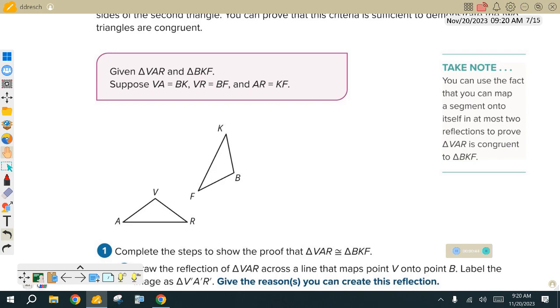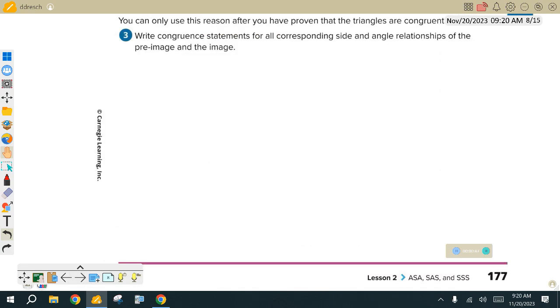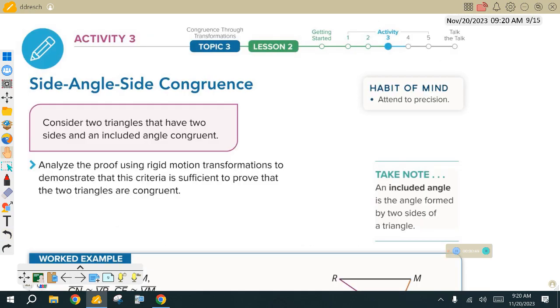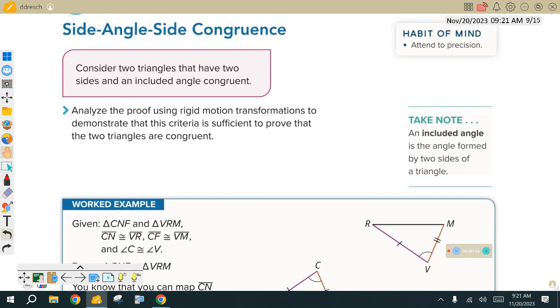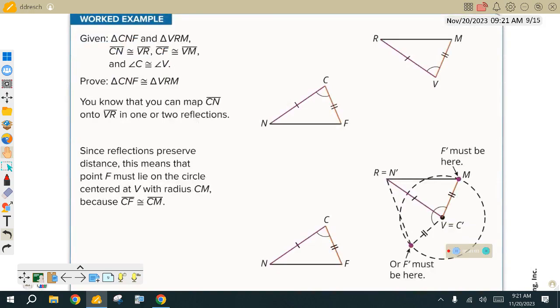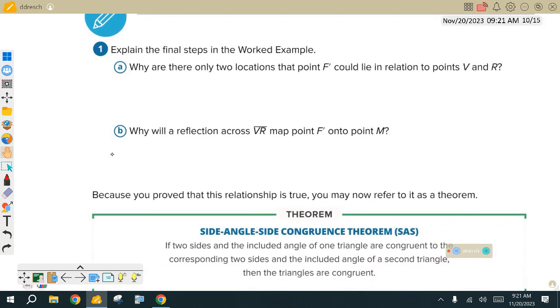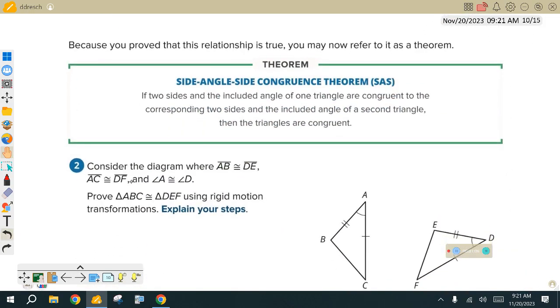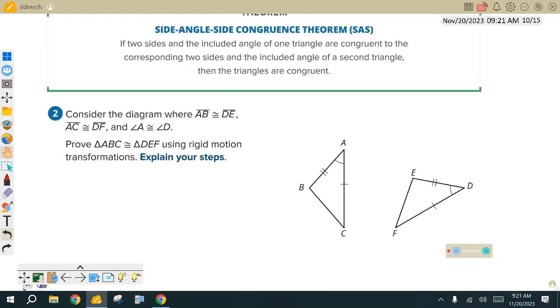All right, we did that. Then to the next page we went, we ran into another shortcut. When we did this on Friday, we did what we called side angle side congruence. And what we found out was there is a typo in your book.